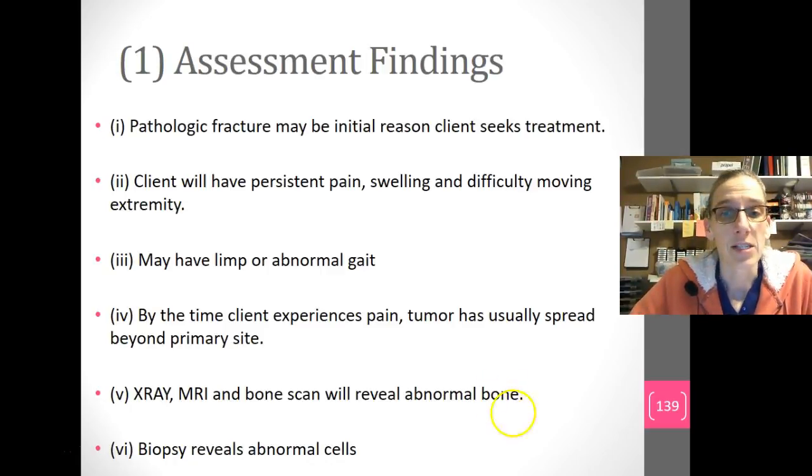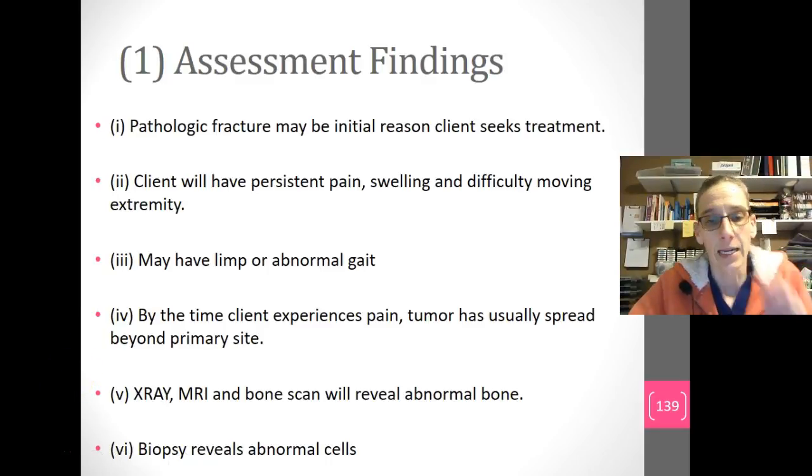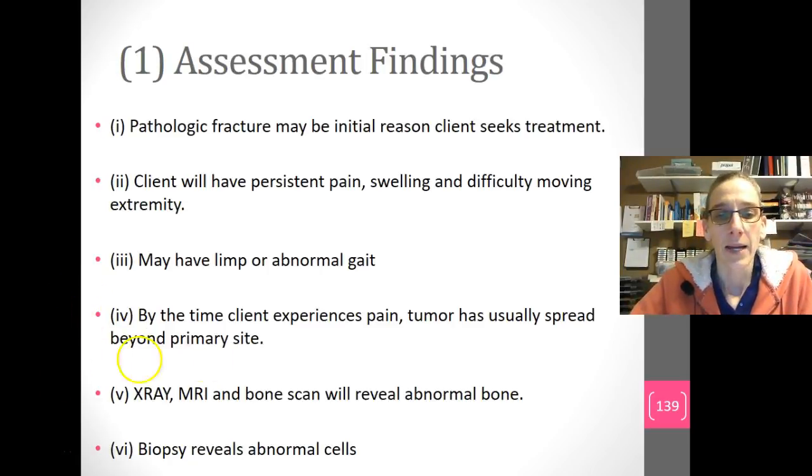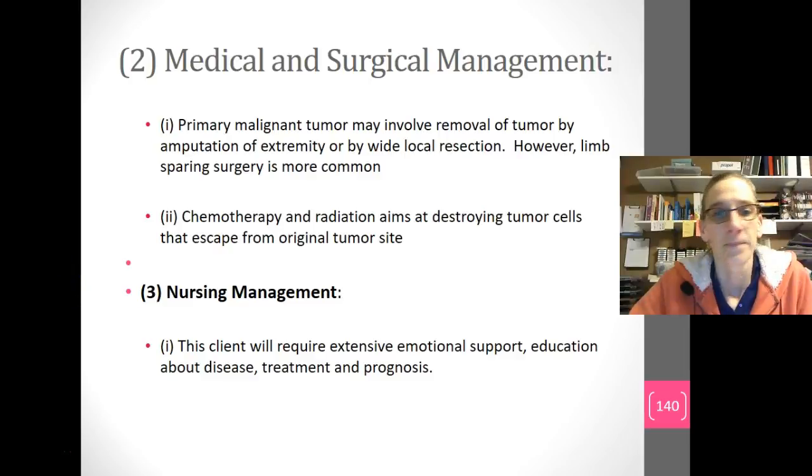All right, the client has persistent pain, swelling, and difficulty moving the extremity. They may have a limp or an abnormal gait. And by the time they experience pain, the tumor is usually spread beyond the primary site. X-ray, MRI, and bone scan will reveal abnormal bone, and biopsy reveals abnormal cells.